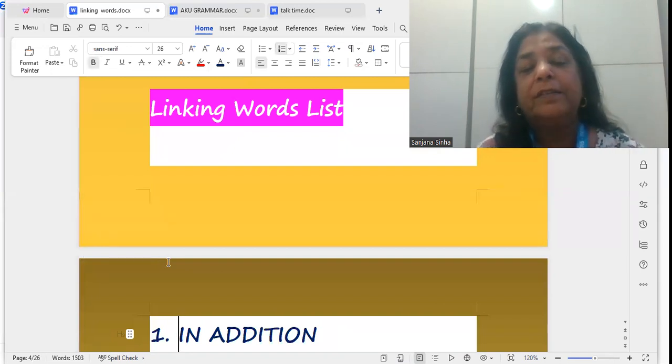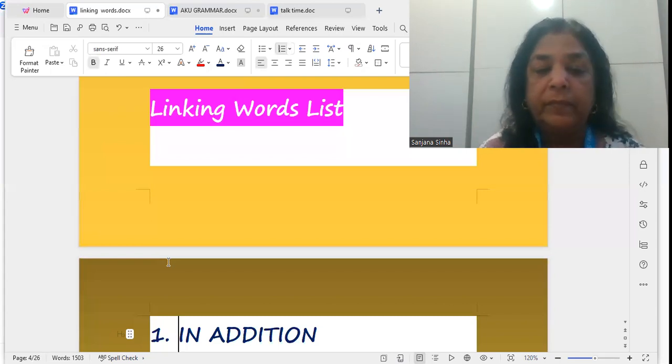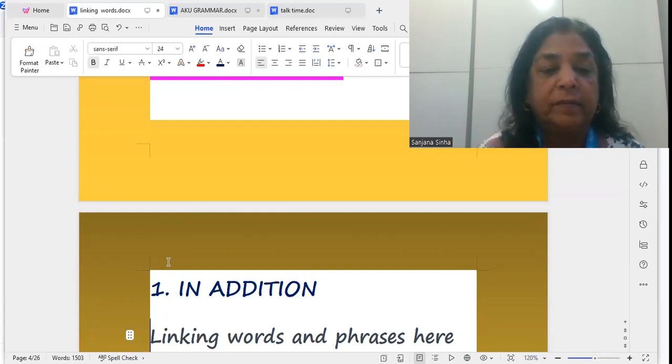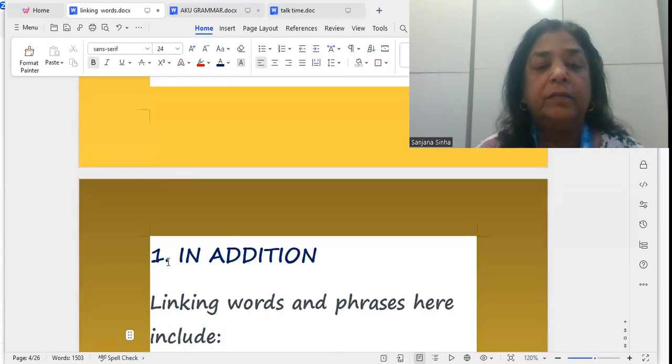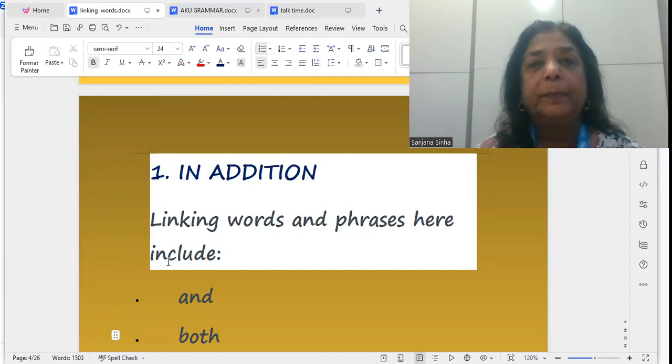So here is a list of linking words. When you want to add something to your statement, in addition, linking words and phrases here include like and. I get up in the morning and I go for a walk, followed by breakfast. And simultaneously, I read the newspaper while listening to some music.